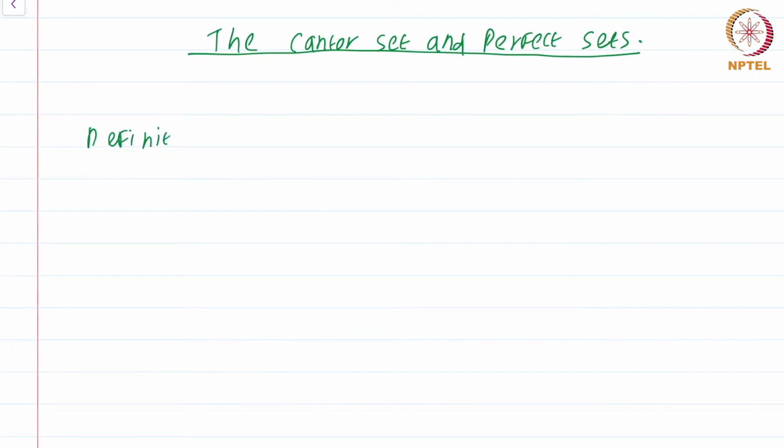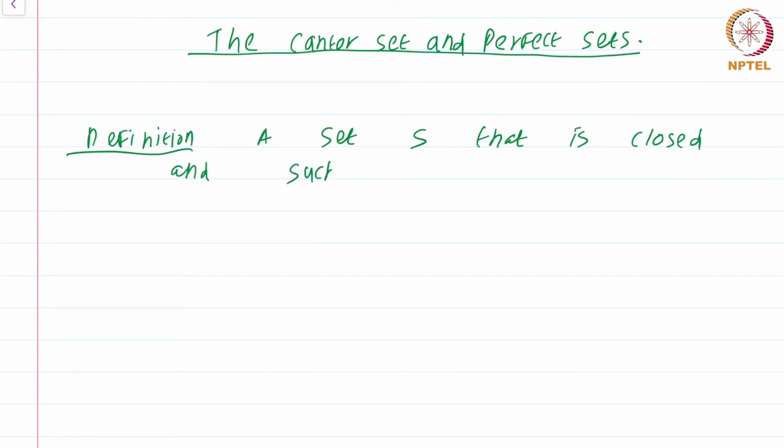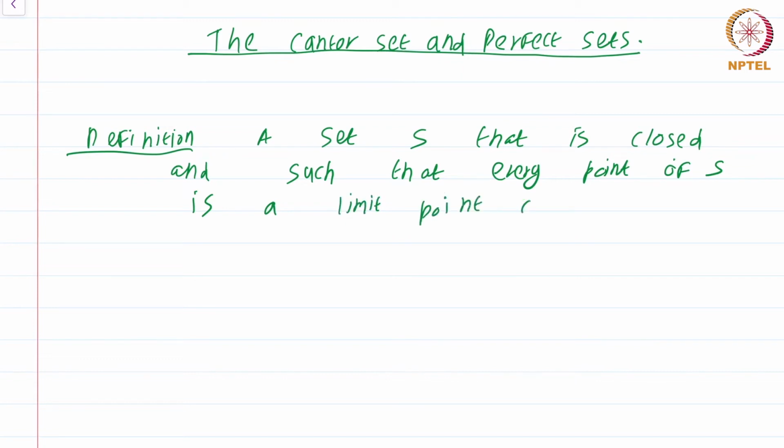Definition: a set S that is closed and such that every point of S is a limit point of S is said to be a perfect set.